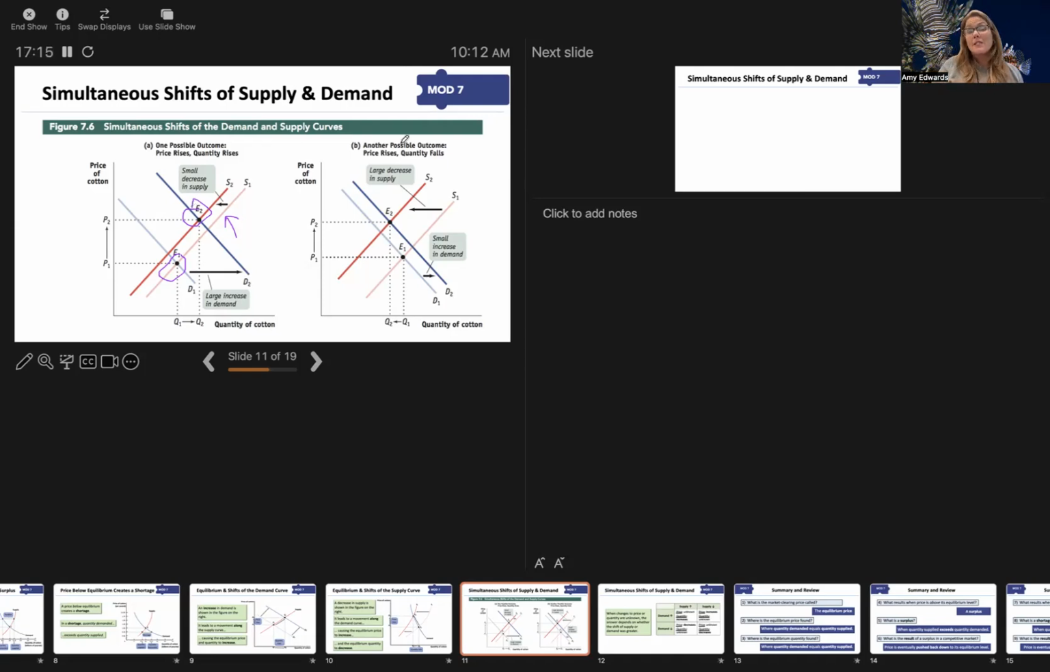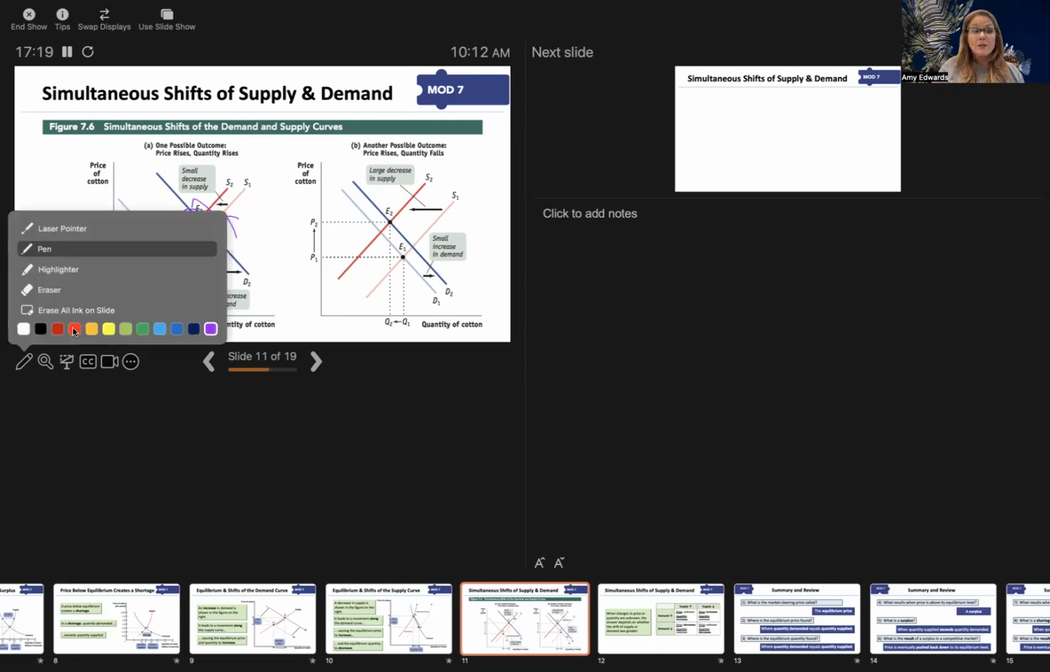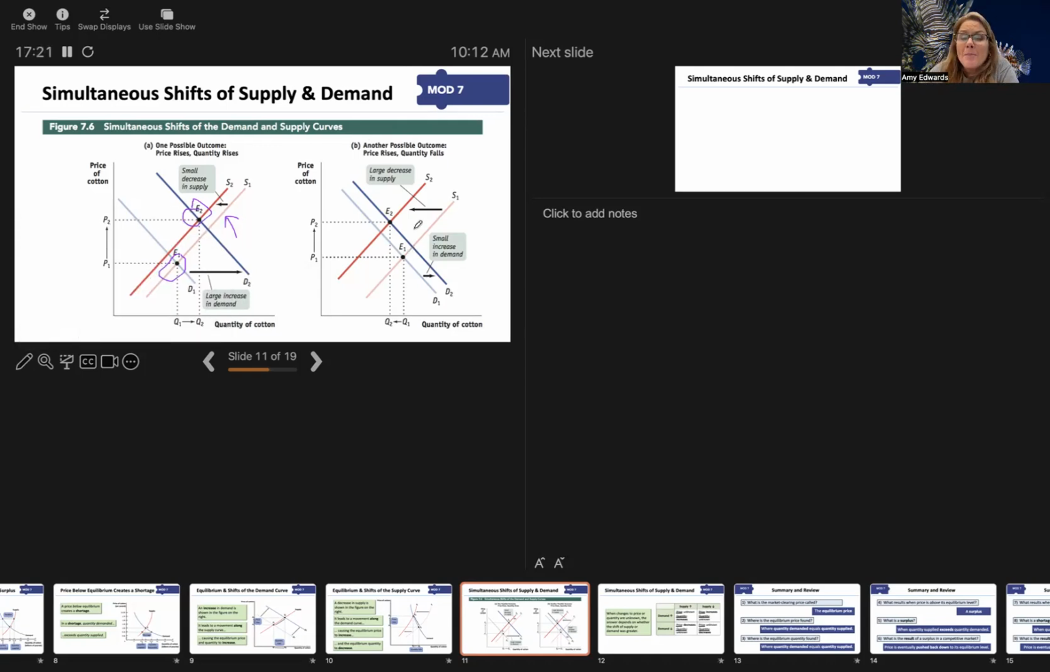Now let's talk about B over here. In B, let me change color. In B, we see a decrease in supply and an increase in demand. But the difference between these two is, let's look, this was just a little decrease in supply, but a large increase in demand. Here, we have a large decrease in supply and a little increase in demand. A couple of people want more, but suppliers are like, yeah, no, I can't supply as much.